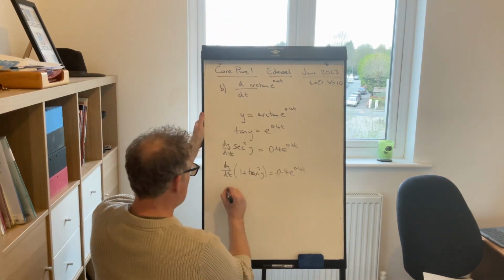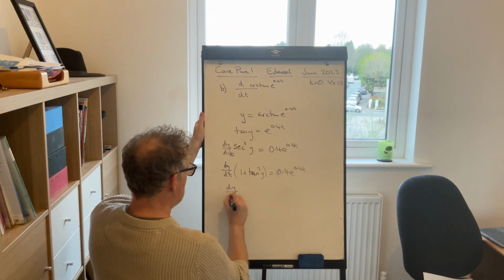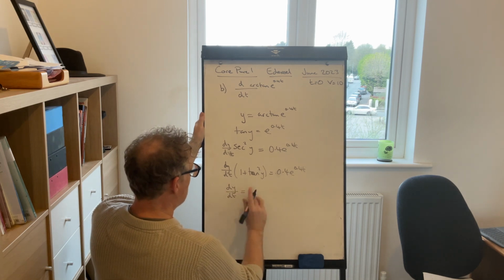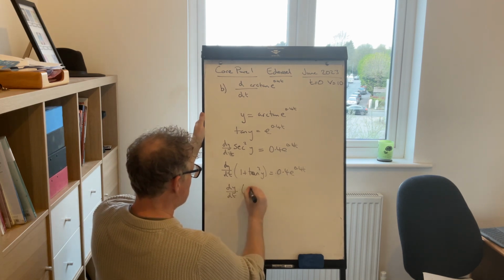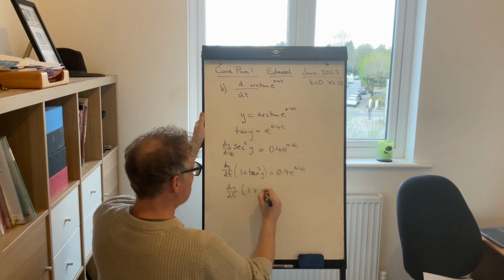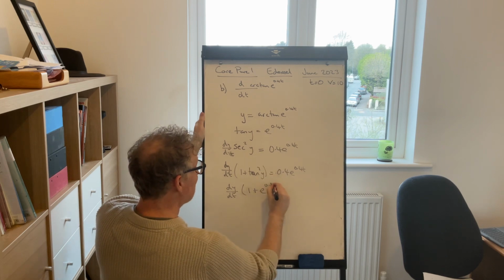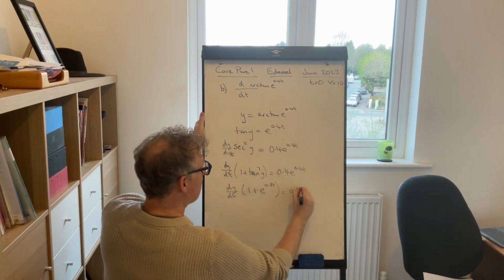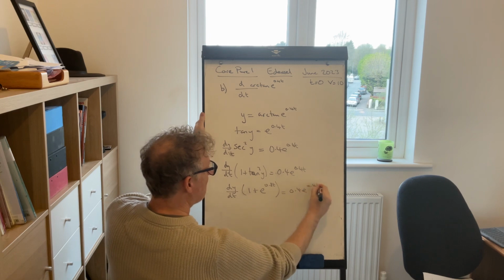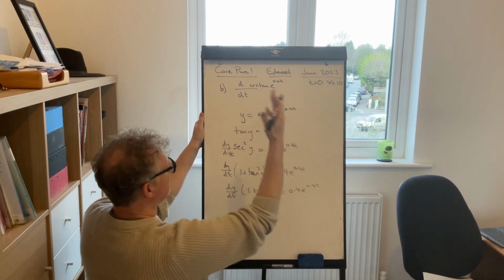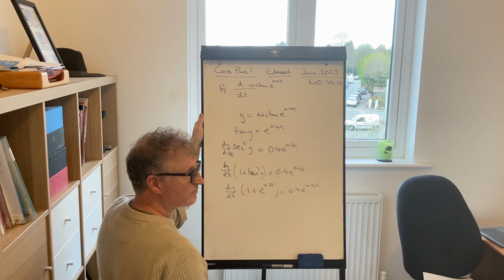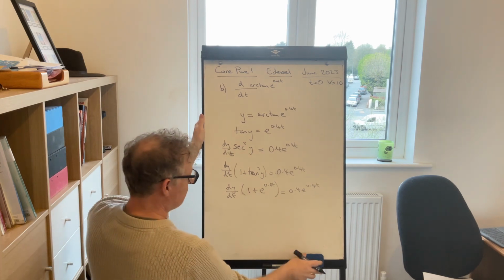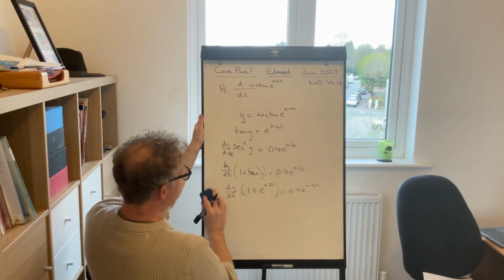So it's going to become dy by dt, let me put that in first, 1 plus that squared, which is e to 0.8t, equals 0.4 e to 0.4t. That over there, you've got the differential. Okay? So we're sorted there. So that's our B done.